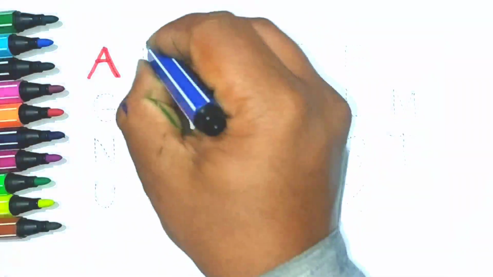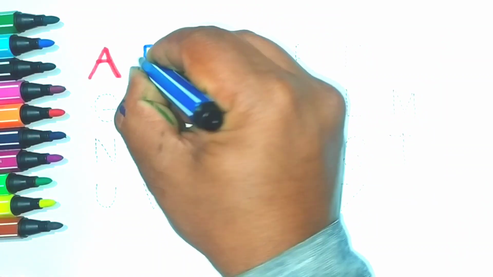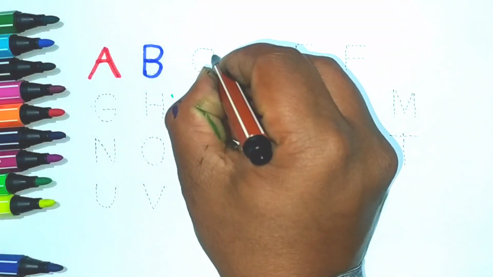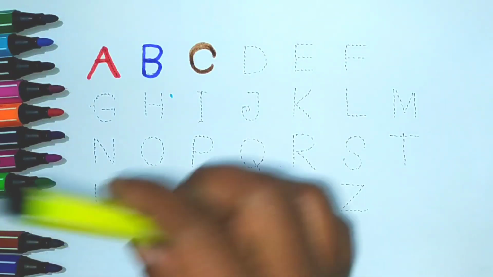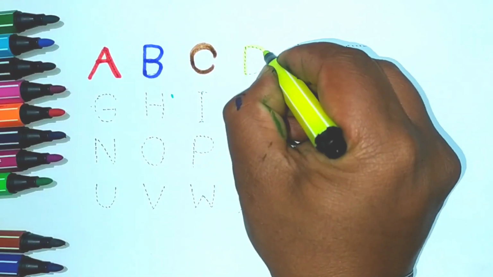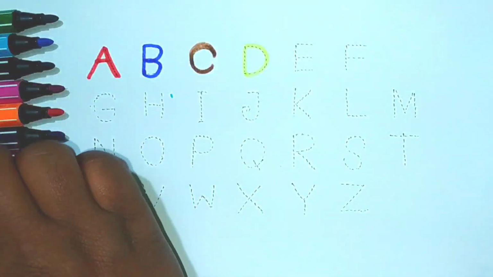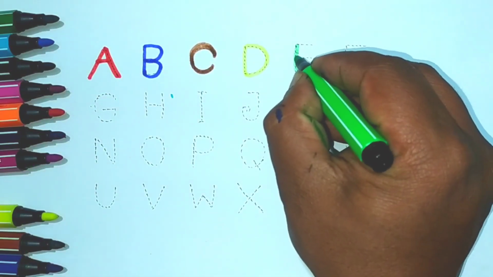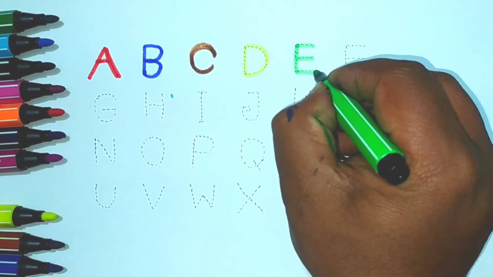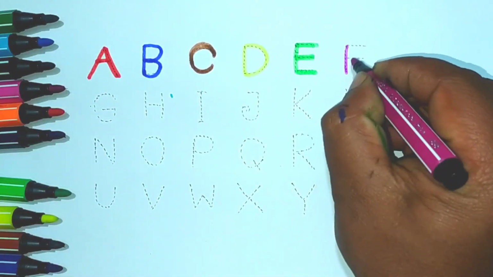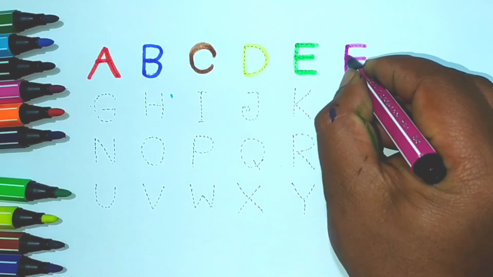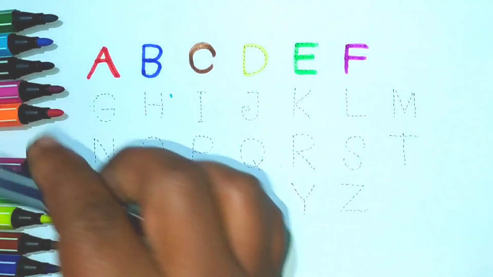A for apple. B for ball. C for cat. D for dog. E for... E, F for fruit.